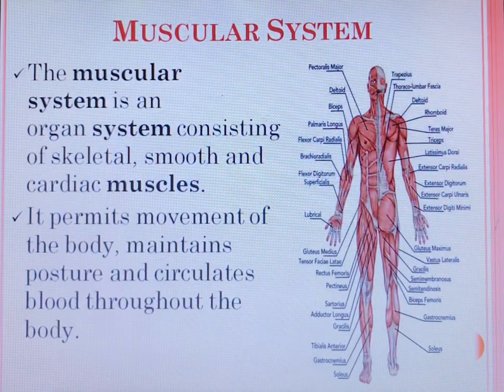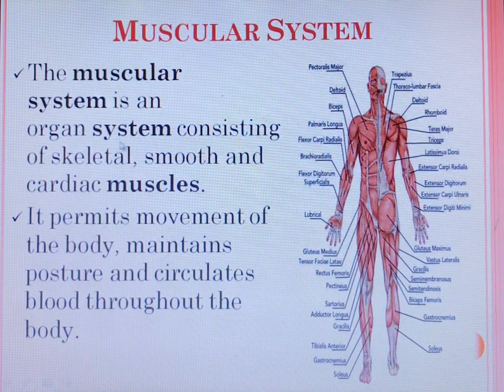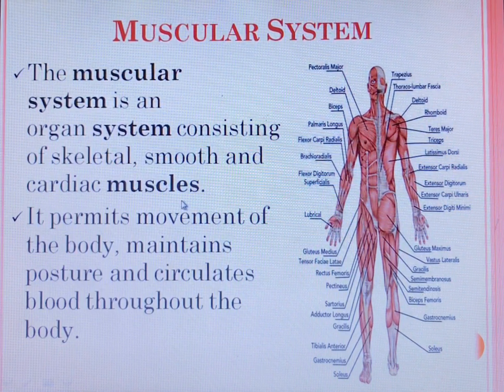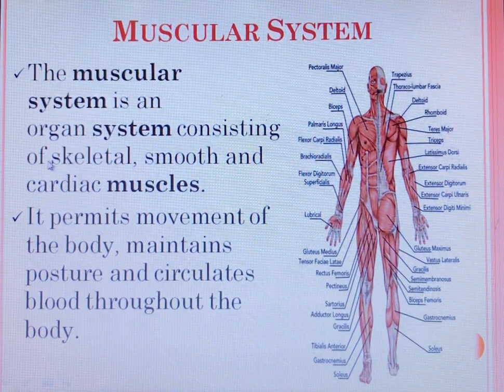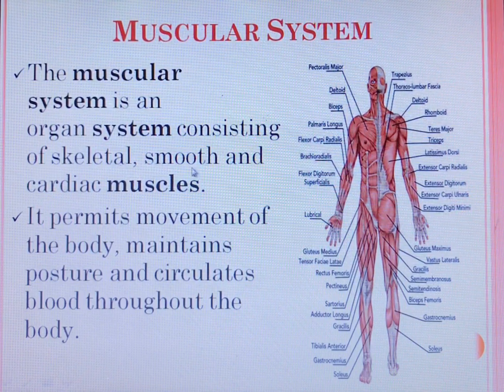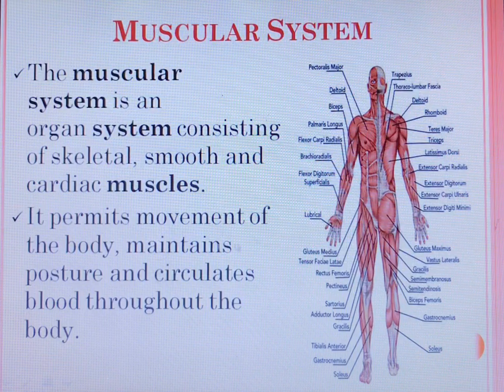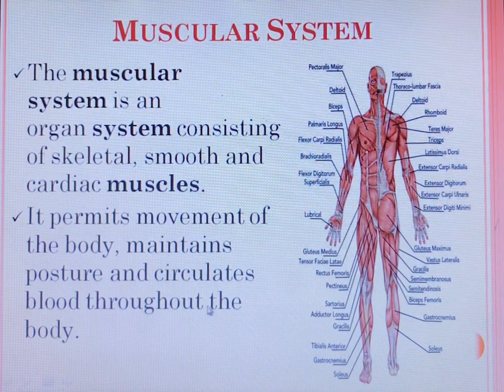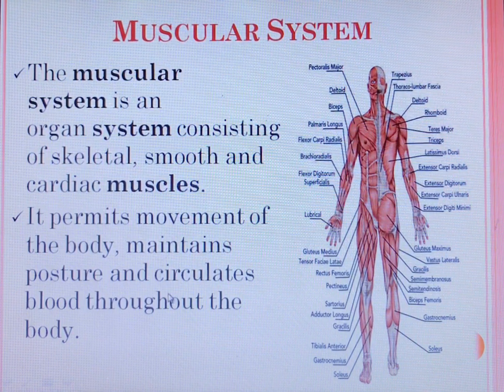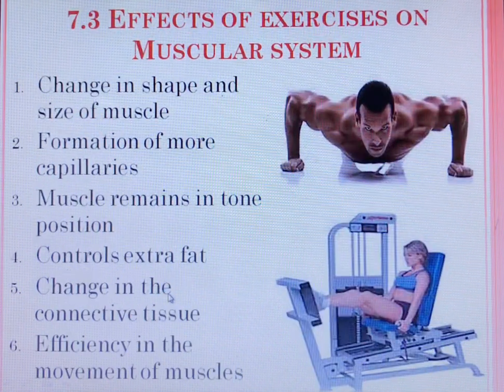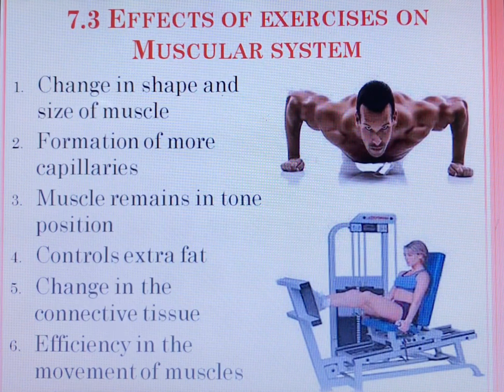Now we are going to learn about the muscular system. The muscular system is an organ system consisting of skeletal, smooth and cardiac muscles. There are three types of muscles. They are skeletal muscles, smooth muscles and cardiac muscles. It permits movements of the body, maintains posture and circulates blood throughout the body. Now we are going to learn about the effects of exercises on the muscular system.